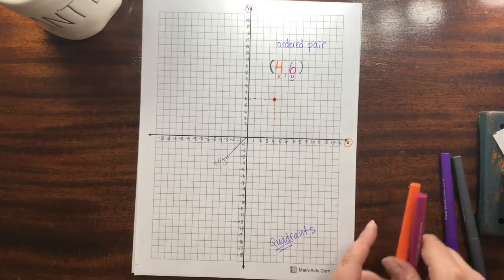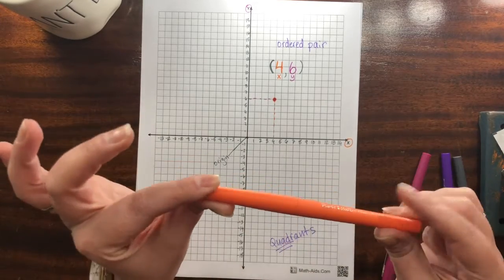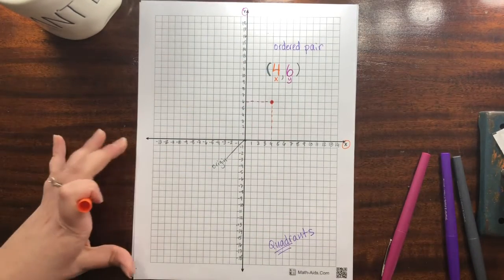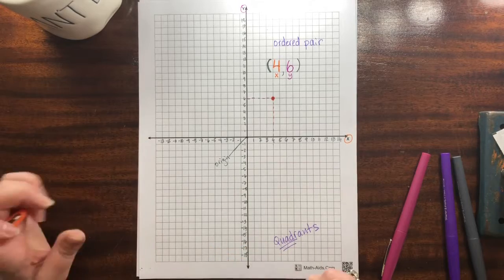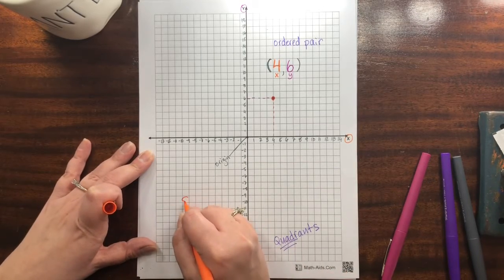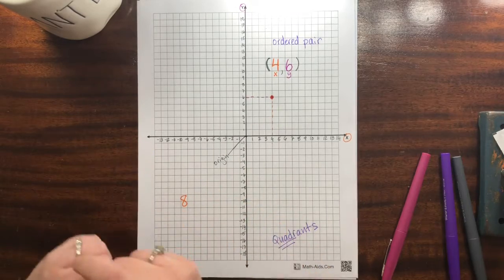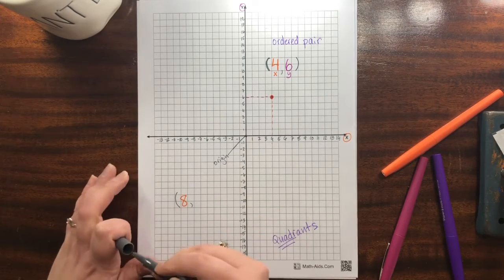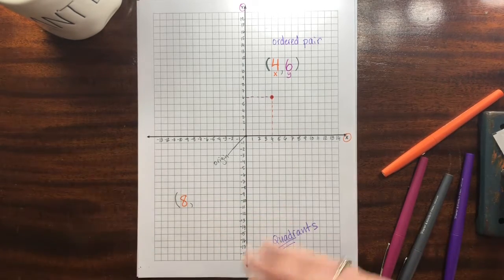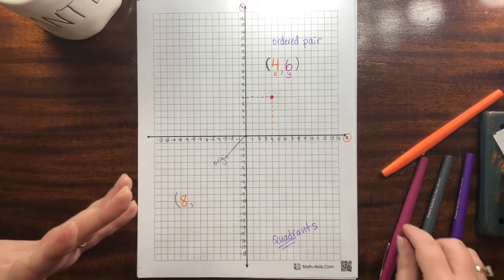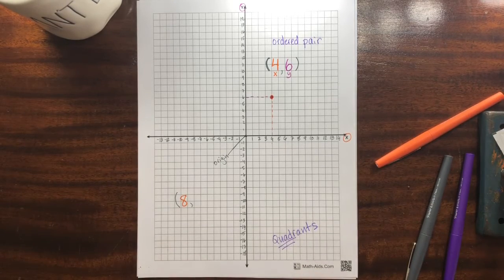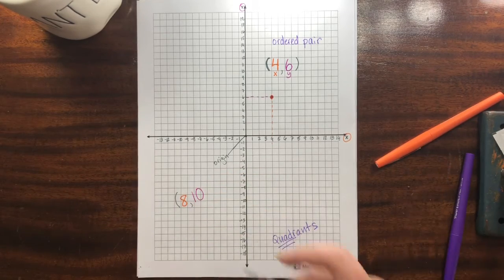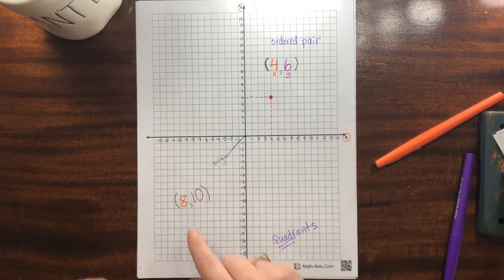All right, so again, I'm gonna take my orange. Orange is for our X in this case, and I'm gonna plot a point at, let's say 8, and don't forget your parentheses. Sorry for switching out pens so much on you. It's just in the moment, in real time. And then we'll do 8, 10. Close my parentheses. This is my ordered pair.